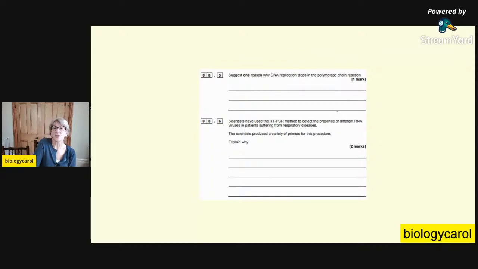Suggest one reason why DNA replication stops in the polymerase chain reaction. Well, you could run out of nucleotides. So yeah, I would have got the mark for that. I'm pretty sure that running out of something is clear enough English to say that they're used up.